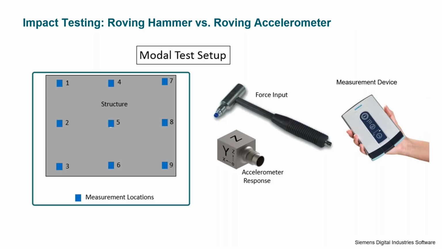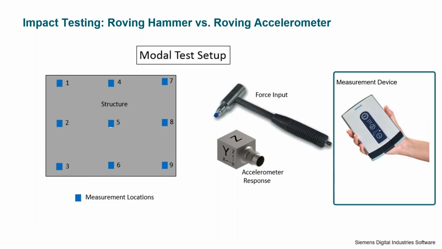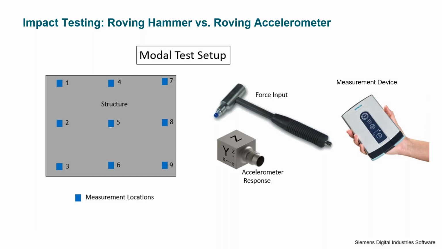So I've got this flat plate here. I've got an impact hammer and an accelerometer as my force input and my response, and a data acquisition device that has at least 2 channels. So I will be measuring at each of these 9 locations here, and we'll do one scenario where we perform a roving hammer test and one scenario where we perform a roving accelerometer test.